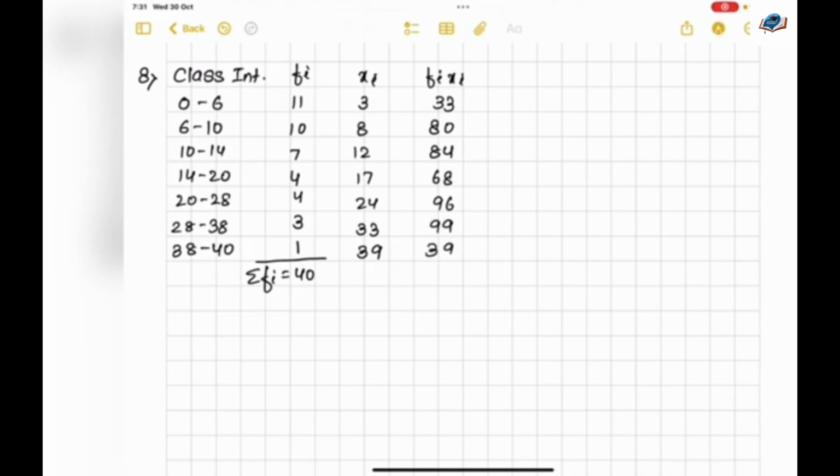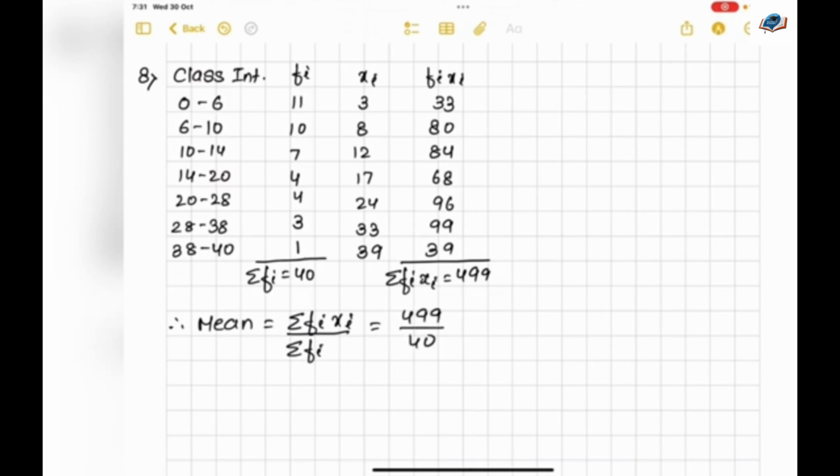and 39. So sigma fi xi will be 499. So therefore mean will be sigma fi xi upon sigma fi. So that will be 499 by 40. So if I divide it, I will get 12.4.